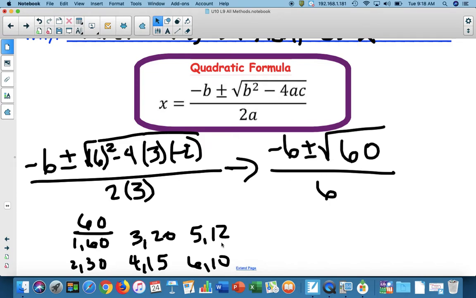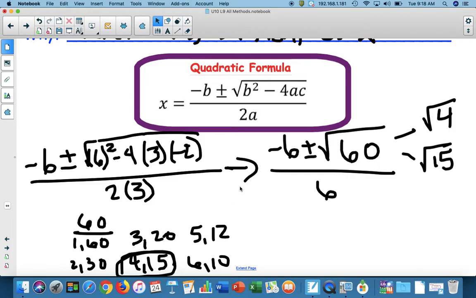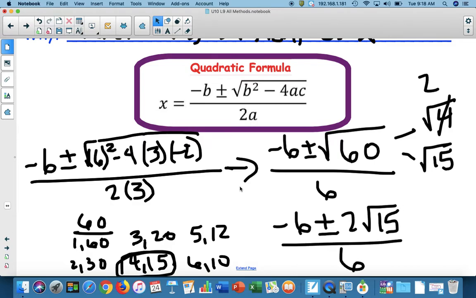I only have one pair with a perfect square, and that is 4 and 15. All right? So I break down the 60 to 4 and 15. So that's negative 6 plus or minus, we take the square root of 4, which is 2, 2 radical 15 over 6. All right? Now, this could be one way they put the answer, just like this.